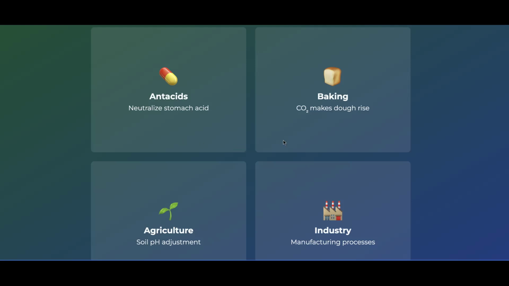Baking soda, sodium bicarbonate, reacts with acidic ingredients like buttermilk, yogurt, or vinegar to produce carbon dioxide gas. The gas forms bubbles in the dough, making it rise and creating a light, fluffy texture in baked goods.